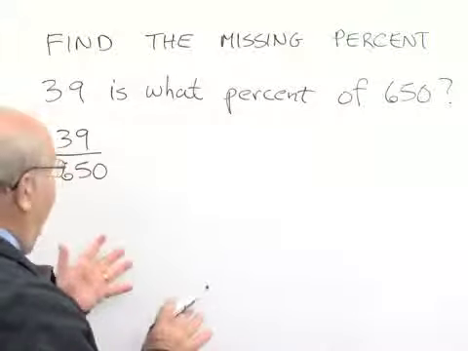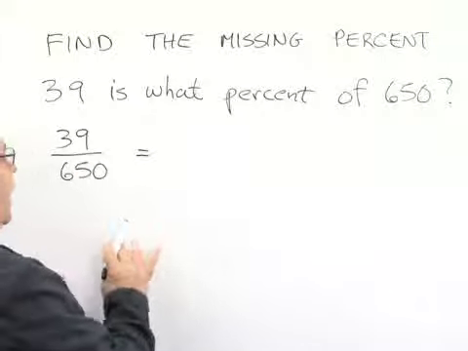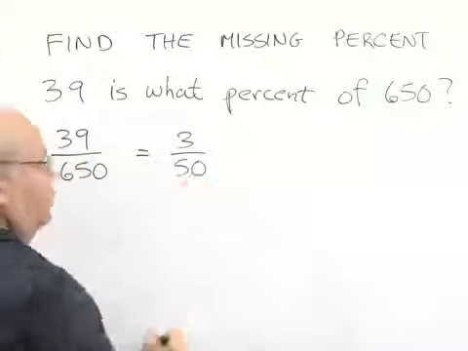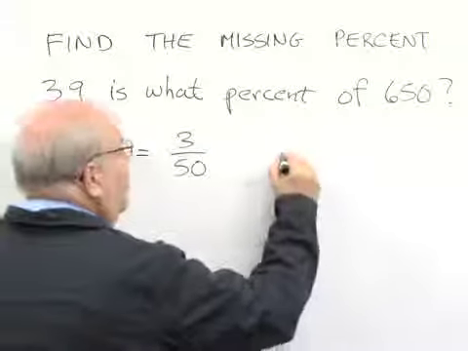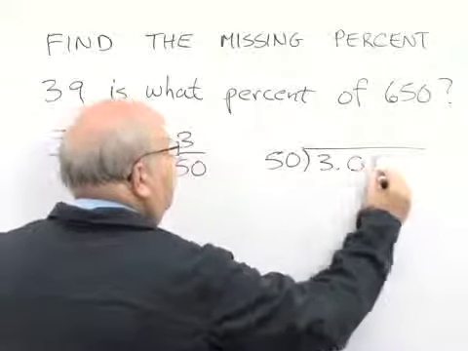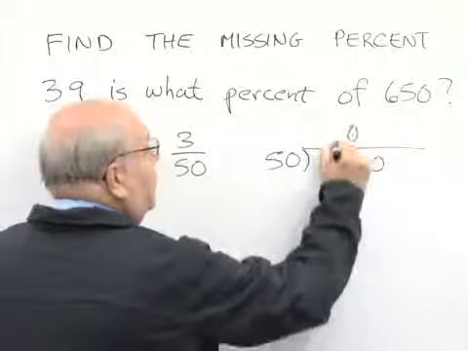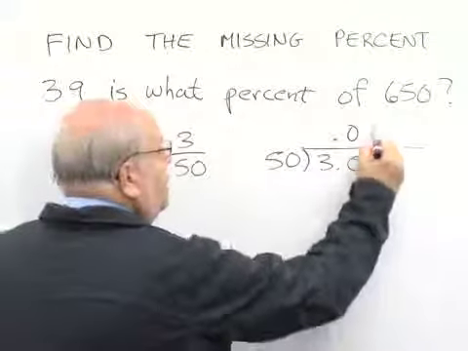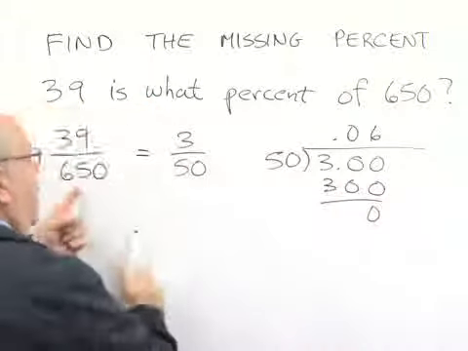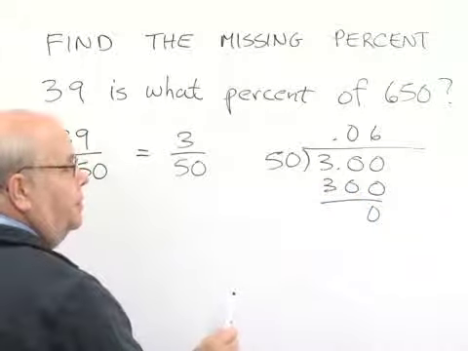Now, if we are fortunate and alert, we can reduce 39 over 650 to 3 over 50. To change that to a decimal, we divide 50 into 3. This is a fairly quick calculation. We know that 50 doesn't go into 30. We know that 50 times 6 is 300. So we find that the fraction 39 over 650 has the decimal form 0.06.